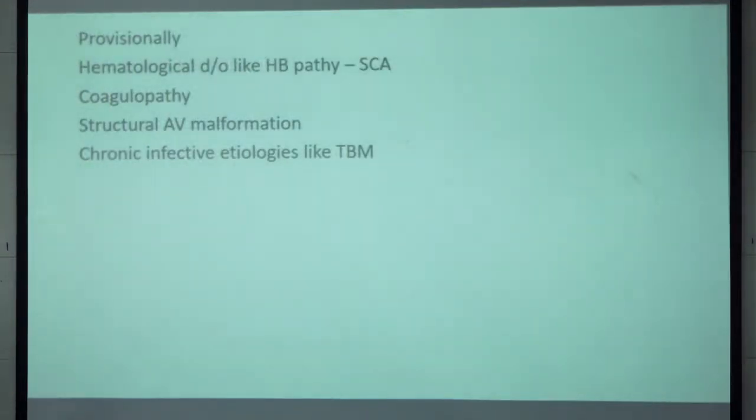So provisionally from the history, the differentials are hematological disorders like hemoglobinopathies, mostly sickle cell anemia. Second is coagulopathies, structural AV malformations, and chronic infective etiologies like TBM. Okay, we'll go back.